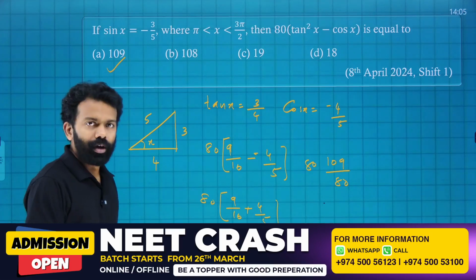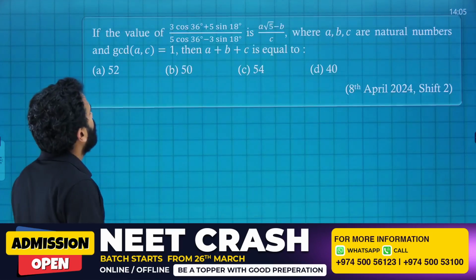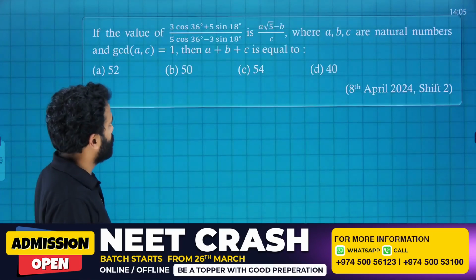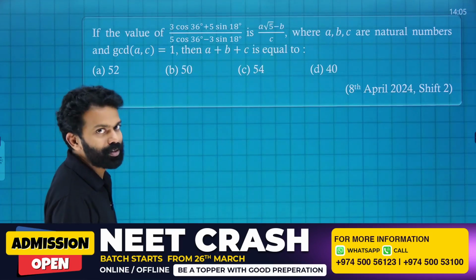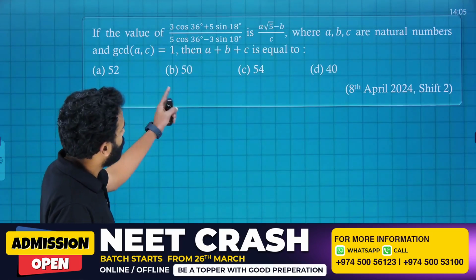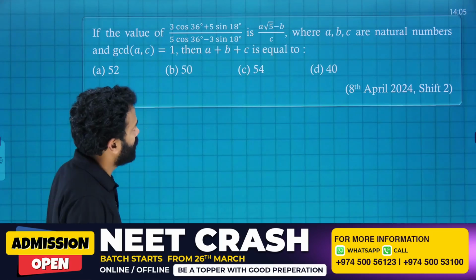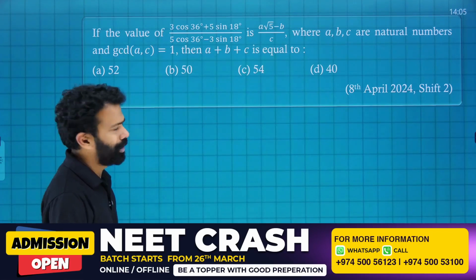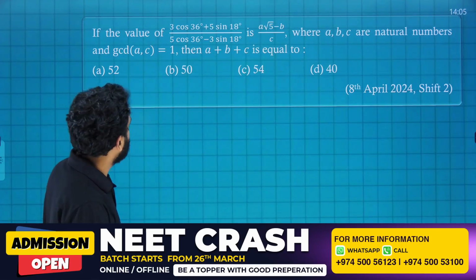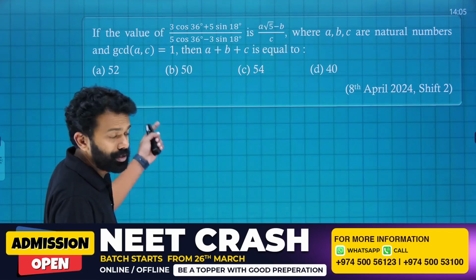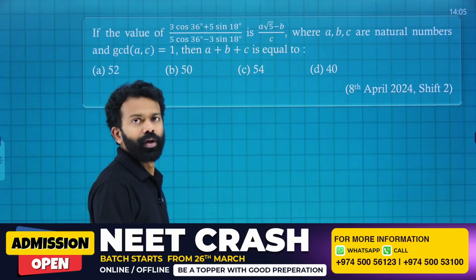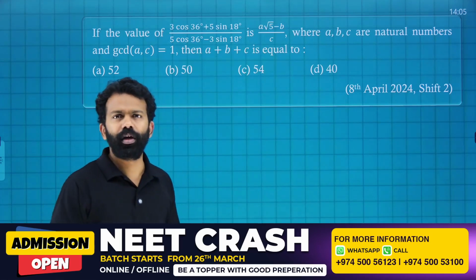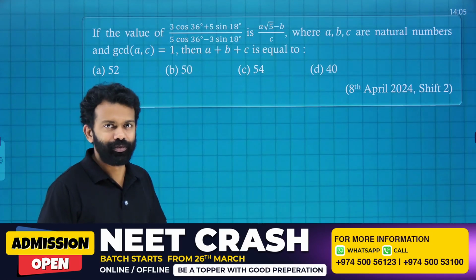Okay. Next one. If the value of 3 cos 36 plus 5 sin 18 divided by 5 cos 36 minus 3 sin 18 is a root 5 minus b by c, where a, b, c are natural numbers, and the greatest common divisor of a and c is 1, that is GCD, then you have to find the value of a plus b plus c. Then how will you find the value of a plus b plus c? It's a very direct question. Actually, it's more direct than the previous question.